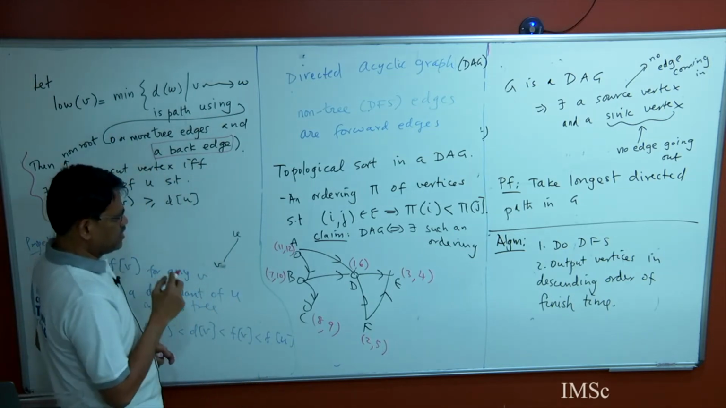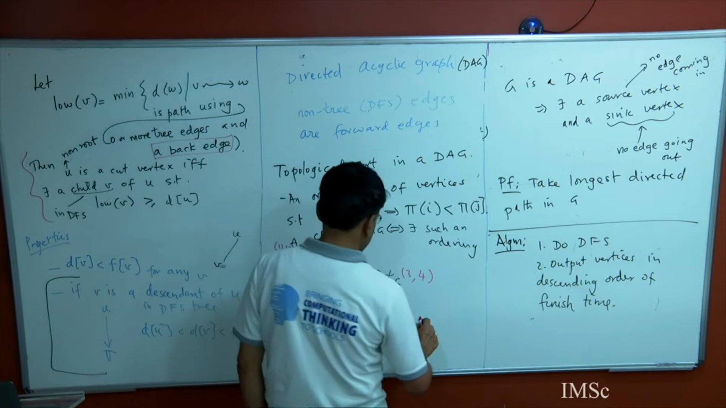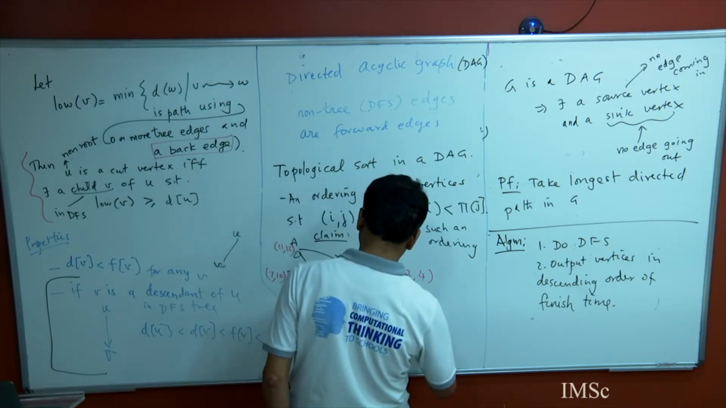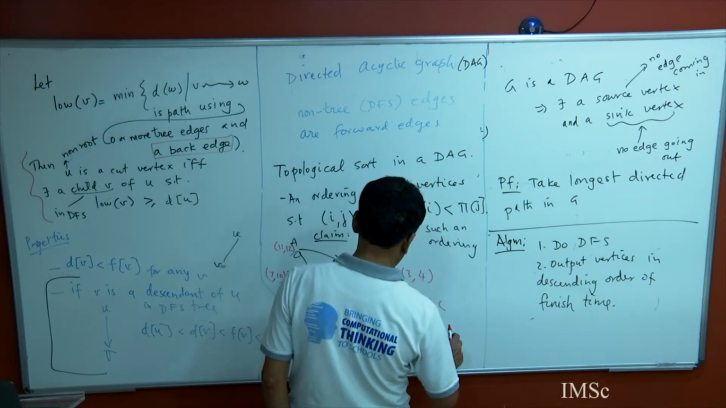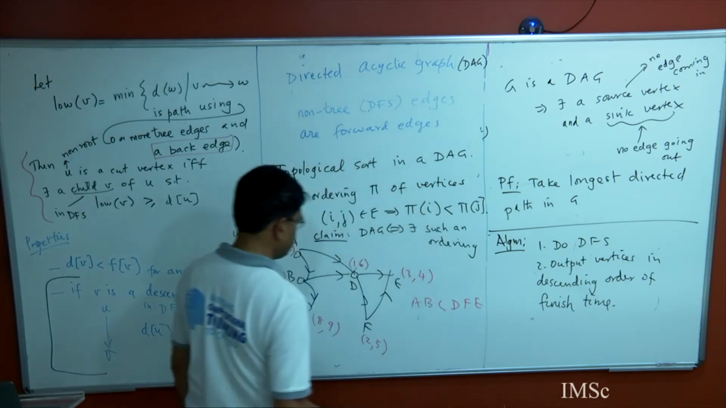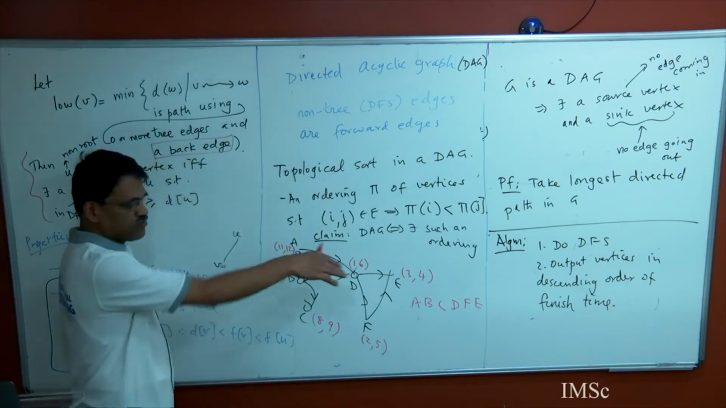Okay, and then this algorithm says I'm going to output in decreasing order of finishing time. So it will be A, B, C, D, F, E. And as you can see, all edges are going from left to right.